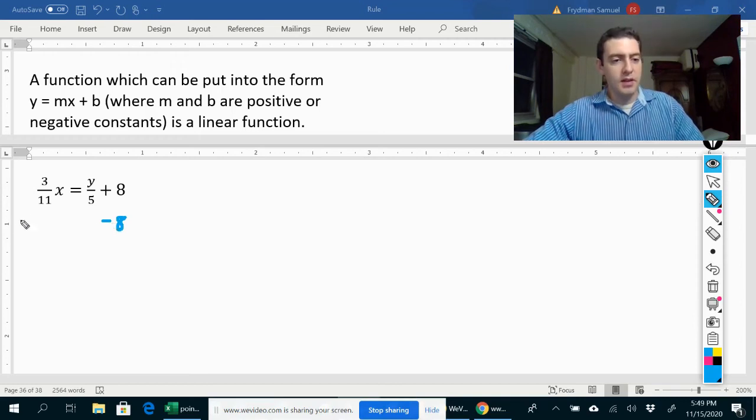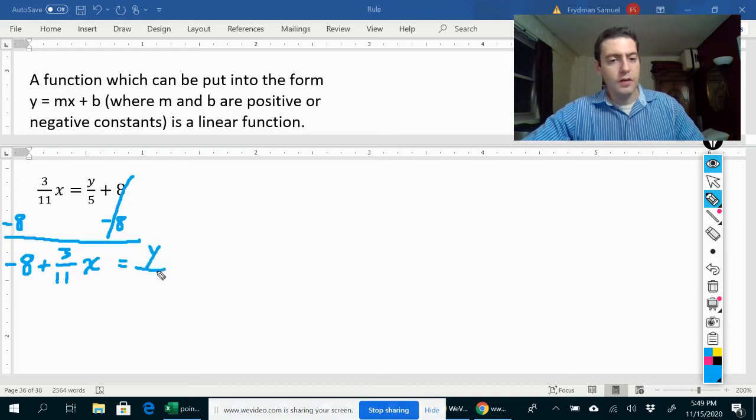I have to do the same thing on the other side. This is an x term, but this is not. So I can't combine this and this. So I'm just going to have to put the minus 8 on the side there. And this would cancel. I would get negative 8 plus 3/11 x equals y over 5.